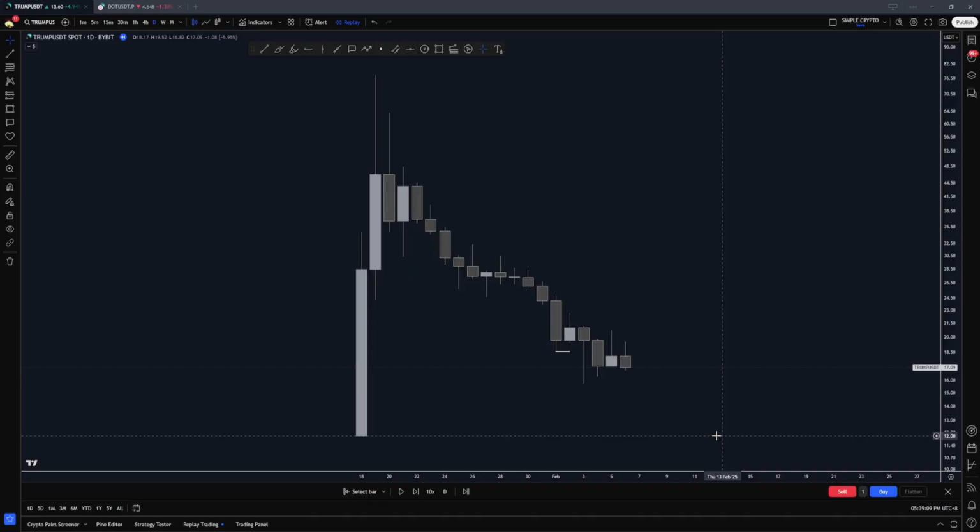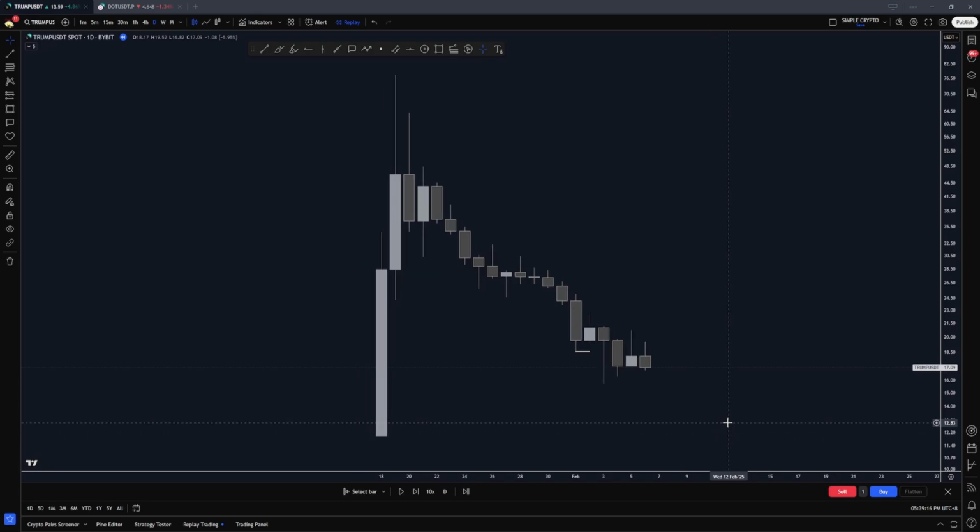The first thing that I did before I took that setup was make sure that I was able to see the overall direction of the market. Looking at the charts right now on the daily, it is the simplest price action. I knew that it was bearish.